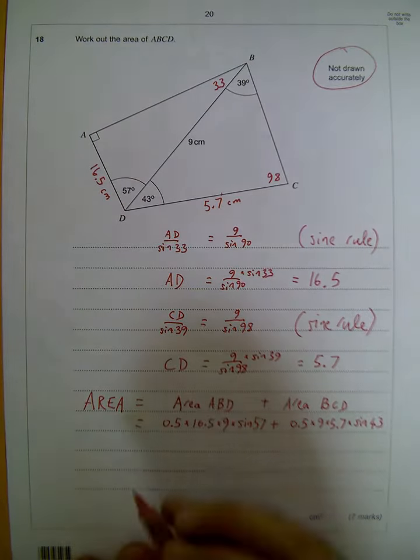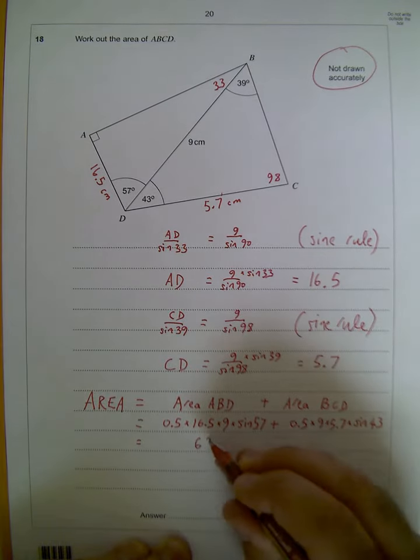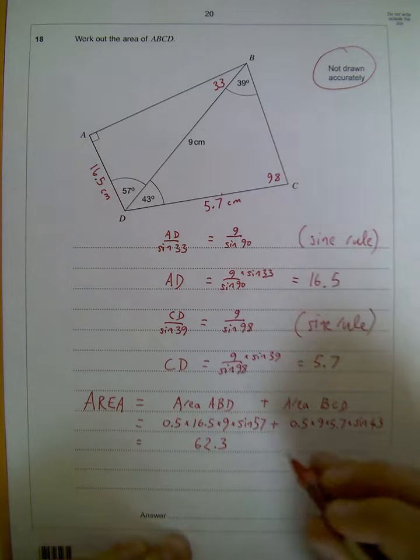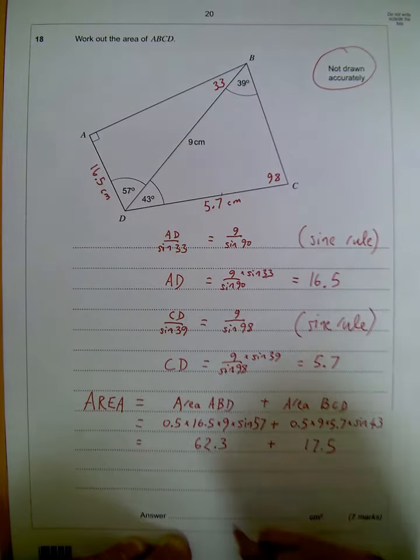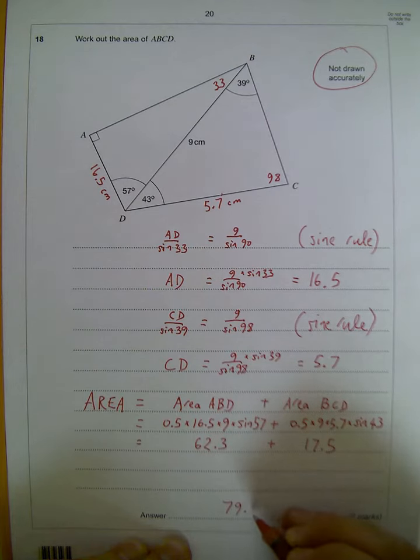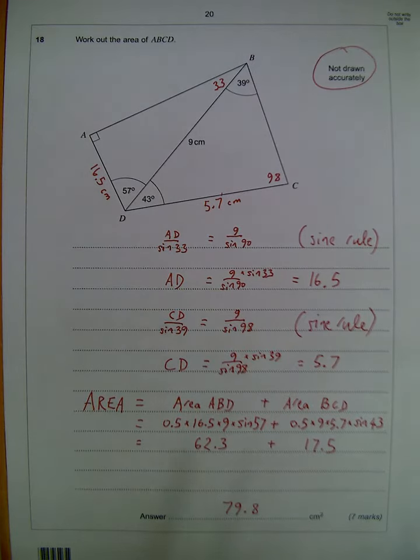So that's all stuff you can work out on your calculator, and it comes down to 62.3 plus 17.5, which is 79.8. You might disagree with the 0.8 depending on if you did it to more decimal places than me. But the working is the thing there that will give you most of the 7 marks for this. So a good clear working and show what you're doing.